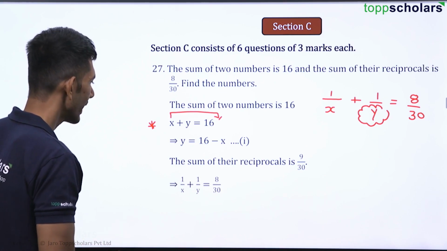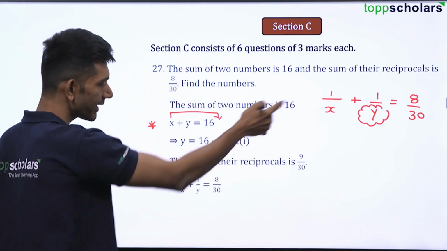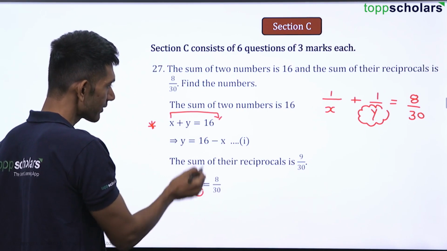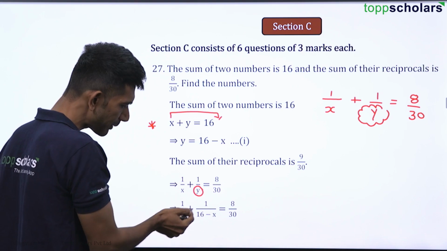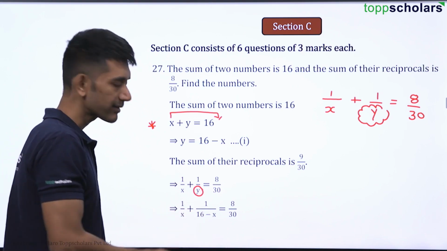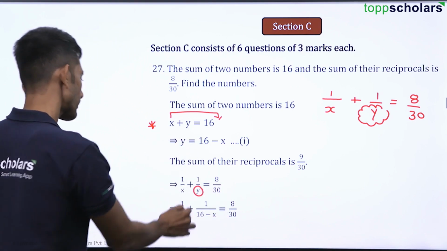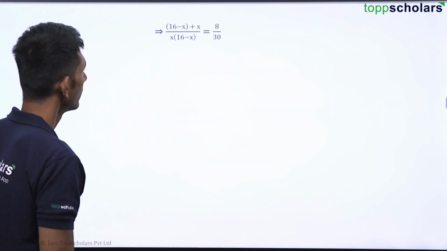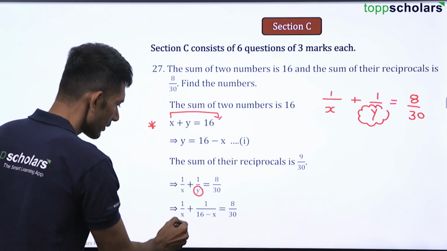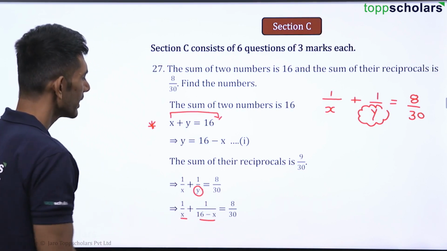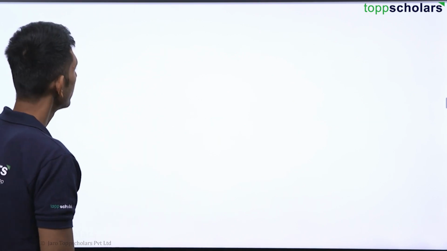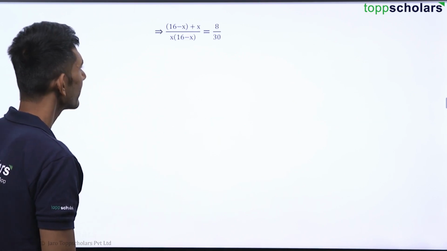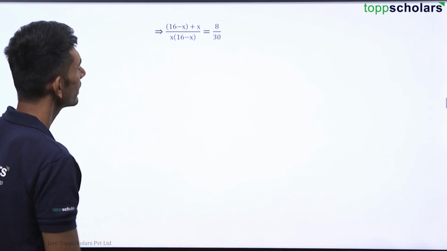Correct? So let us do that. So 1 by x plus 1 by y is 8 by 30, and y is 16 minus x. Put it here. So 1 by x plus 1 by 16 minus x is equal to 8 by 30. Now solve this further. How do we solve this? x and 16 minus x will be multiplied in the denominator. Here we take the LCM. So 16 minus x plus x by x into 16 minus x is equal to 8 by 30.